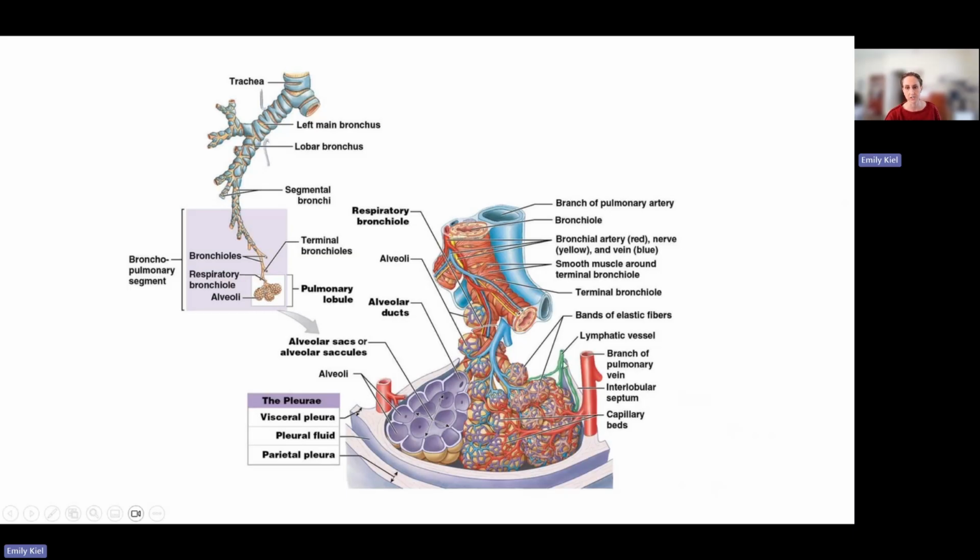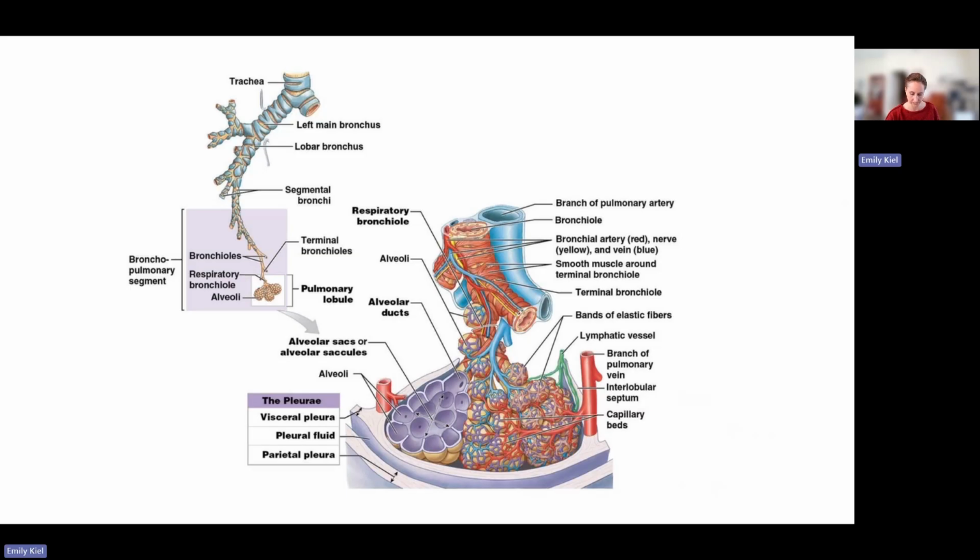You can see here is an interlobular septum that's going to help divide areas of the lungs. And then I also want to point out the pleura. Remember from AP1, you've got your visceral pleura that is attached to the organ itself. Here is the pleural cavity where you would have pleural fluid. And then you also have your parietal pleura here that is going to be against that chest wall.